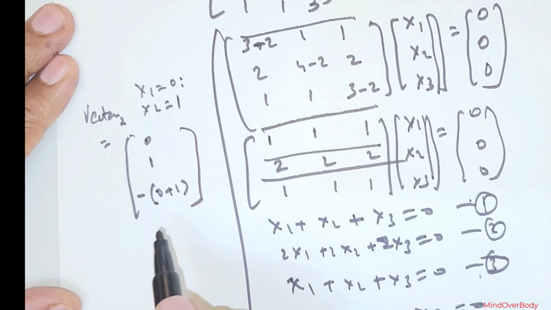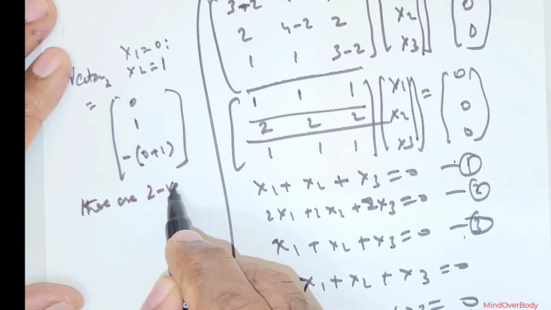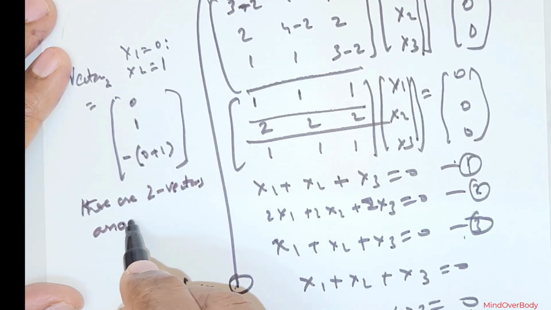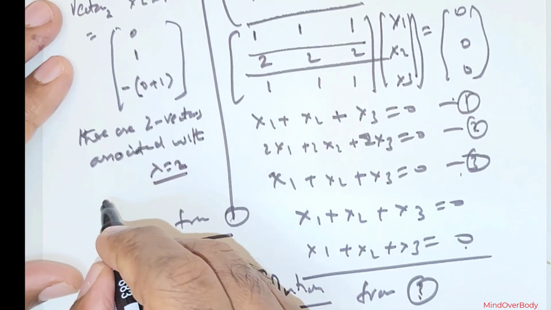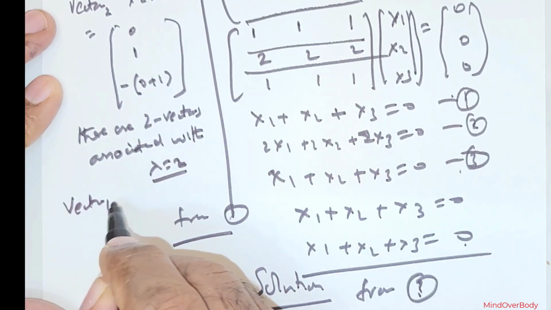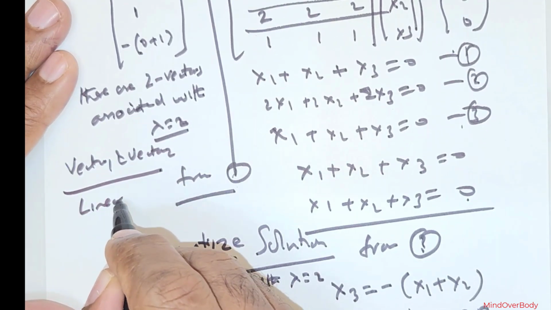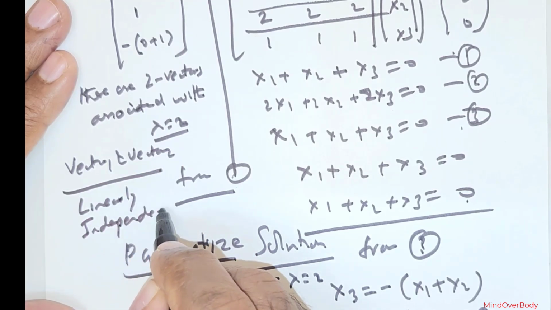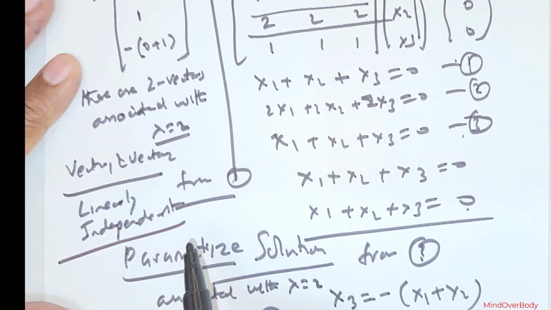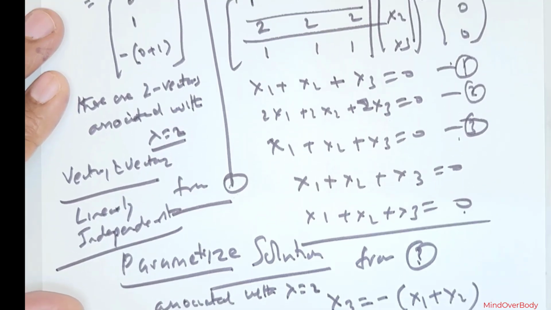Okay, so what do you understand? There are 2 vectors associated with lambda is equal to 2. Now these 2 vectors, vector 1 and vector 2, they are linearly independent. So that means we can use them as the basis to span the entire data space. So that would be the conclusion for this class.